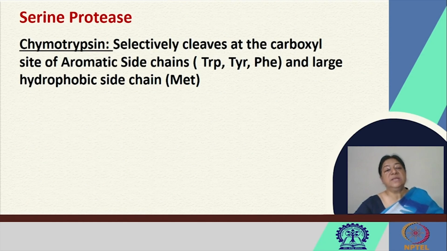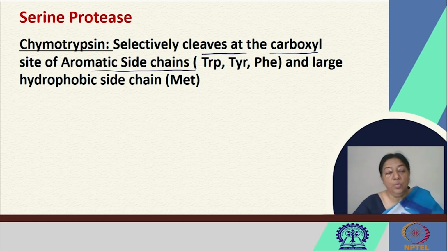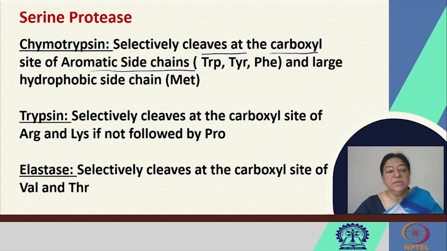So this means that if we have a serine protease and we have our specific polypeptide sequence, the chymotrypsin is going to fragment it in a fashion that will selectively cleave at the carboxyl end of aromatic side chains. We have trypsin that will selectively cleave at the carboxyl site of arginine and lysine, provided it is not followed by a proline. Similarly, we can have elastase that will cleave at the carboxyl site of valine and threonine.